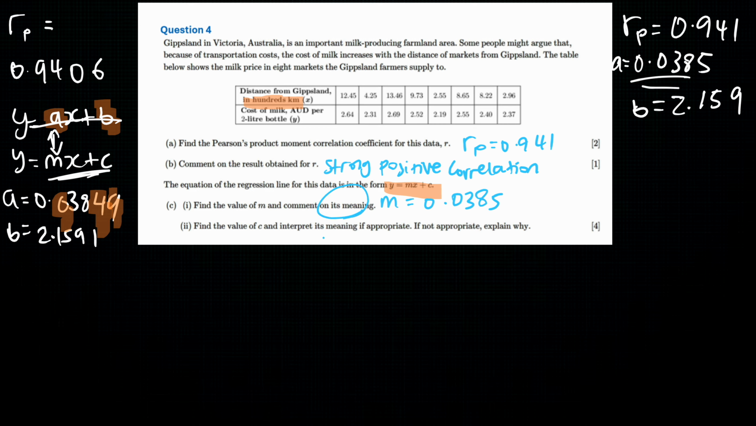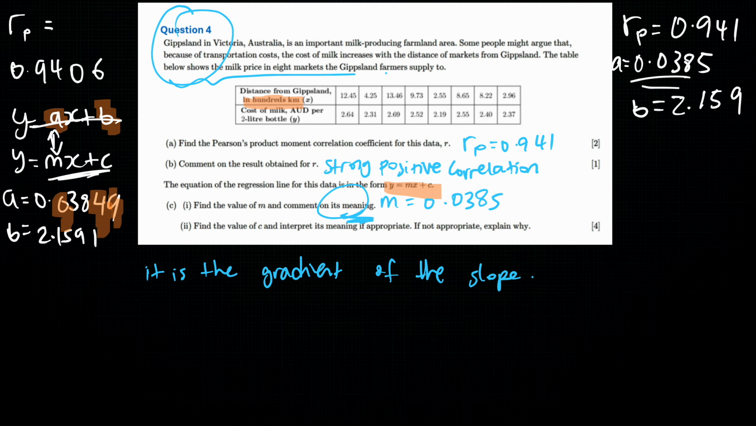And they want us to comment on its meaning. What does this value mean? The M is the gradient of the slope, right? So we can say it is the gradient of the slope. Now, when they ask for its meaning in IB, we need to put it into the context of the question. That's why they give us all this information. So make sure you relate back to the question. We didn't refer back to the question yet.